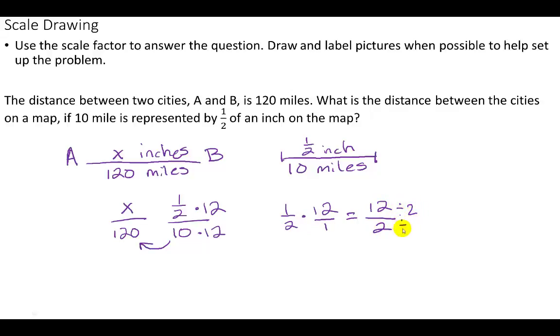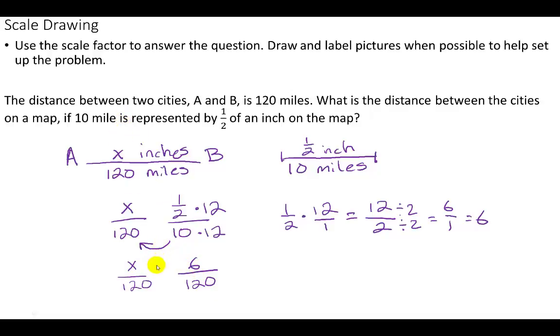Let's divide by 2's. 12 divided by 2 is 6, 2 divided by 2 is 1, so 12 over 2 is 6 over 1, or just 6. That is our numerator, and it is over 10 times 12 is 120. We have x over 120, and we're comparing it to 6 over 120. Well, 120 is the same as 120, so now we see x is 6.